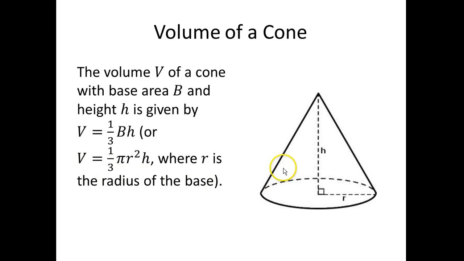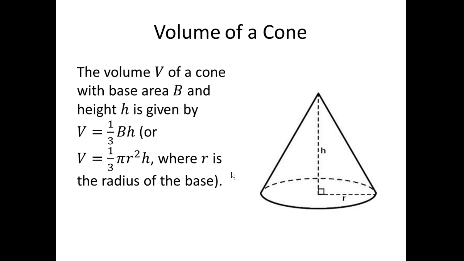So in conclusion, what we can say is, since the inscribed pyramids, once I increase the number of sides on the bases, get really, really close to 1/3 pi r squared h, what we conclude is that the volume of the cone is equal to 1/3 times pi times the radius squared times h, where r is the radius of the base of the cone.